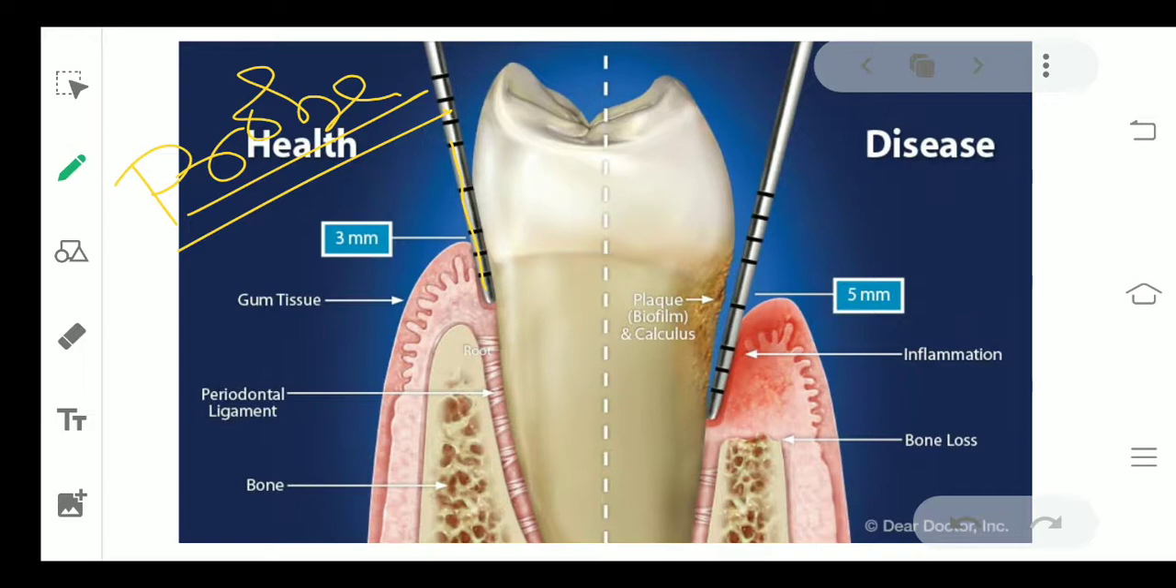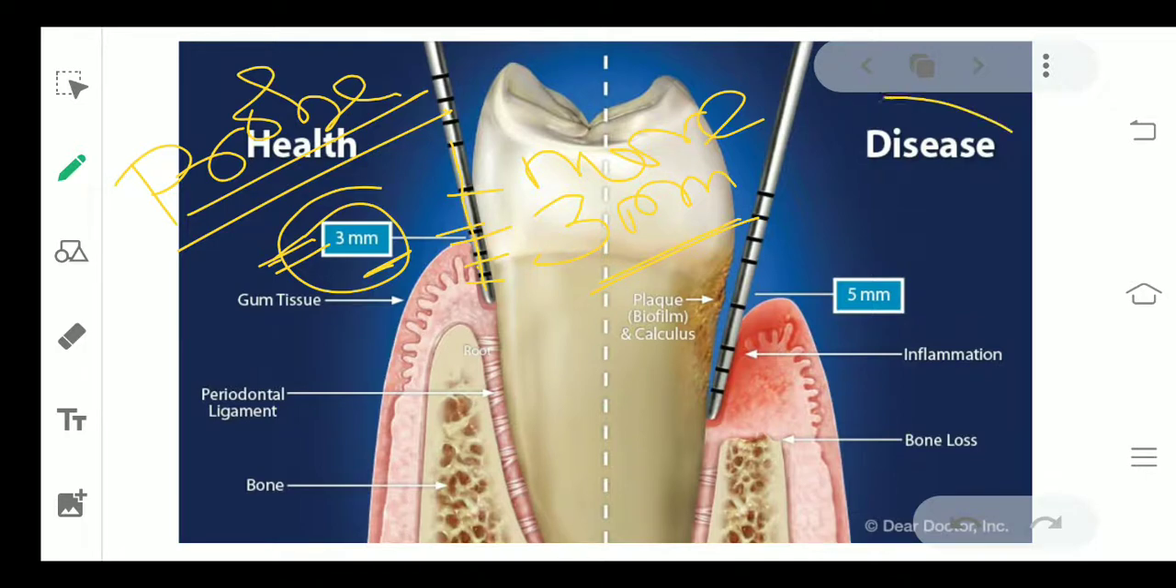And you see the probe penetration through the sulcus is just 3 mm. There are markings here, 1, 2, 3, 4, 5. So in this particular healthy case, only 3 mm penetration is there, which means there is no pocket, because a pocket is when the penetration of the probe is more than 3 mm. When it is more than 3 mm, for example 4 mm, 5 mm, in that condition you can say it is a pocket. But when it is 3 mm, we will say it is not a pocket, it is a healthy condition.